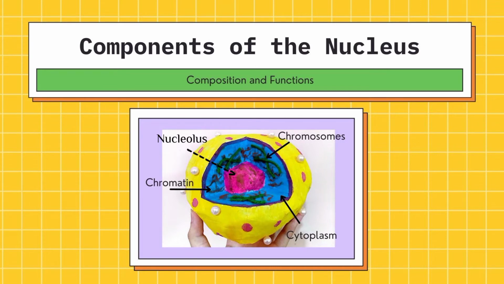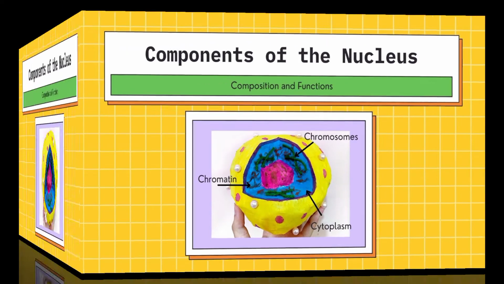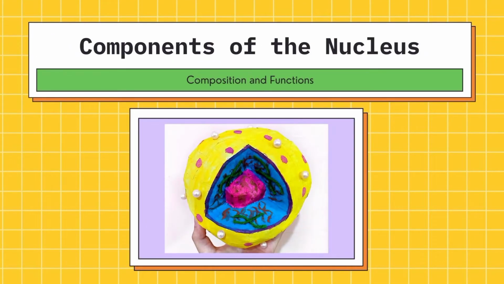The nucleolus is the final component. By transcribing and assembling ribosomal RNA subunits, this dense membraneless structure made up of RNA and proteins aids in the synthesis of ribosomes. Moving forward to the model I made for a more visual presentation.